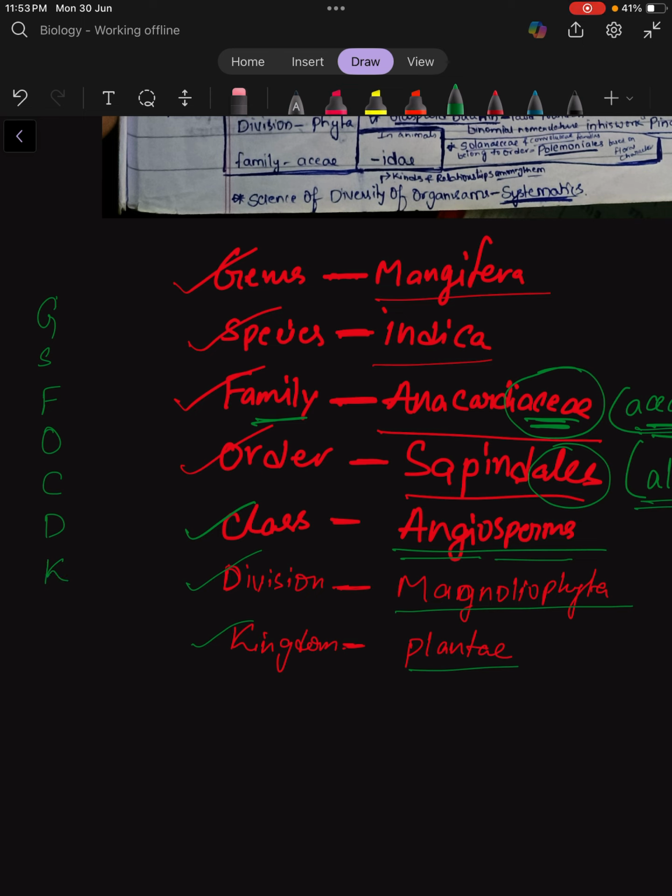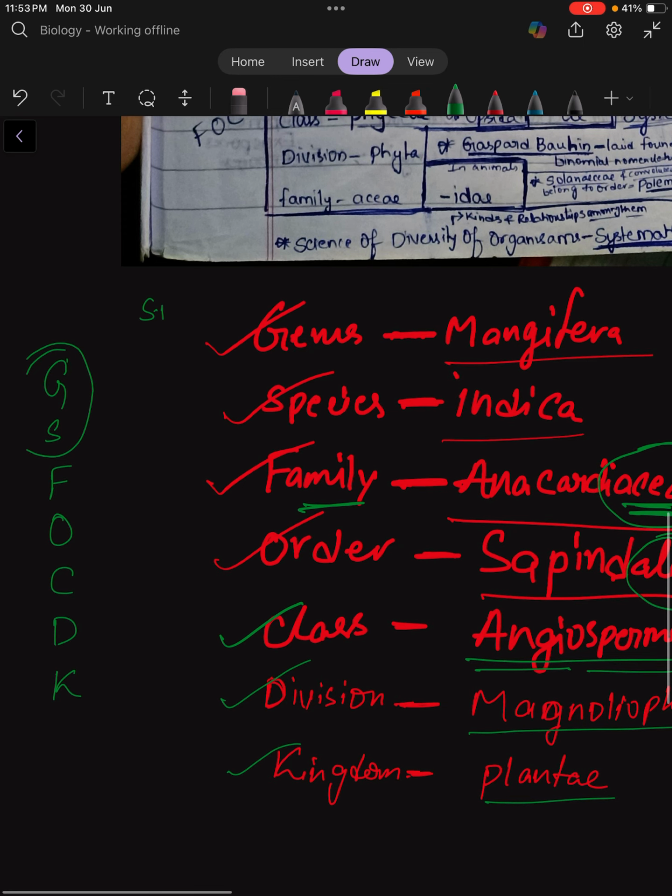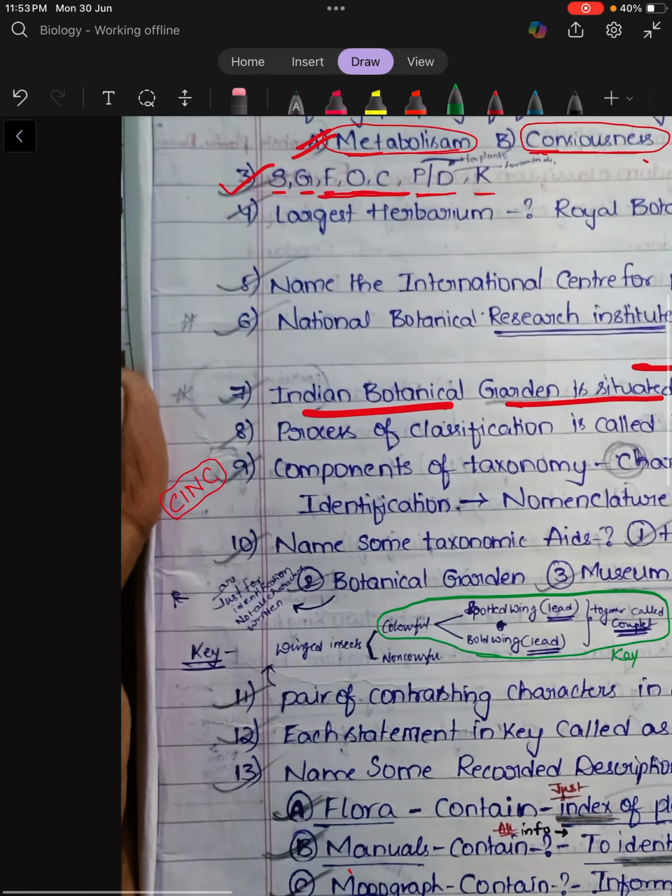Everyone can remember genus and species, since every scientific name starts with genus and species itself. So what is the scientific name of mango? It is Mangifera indica. You should remember this order, FOC. If you remember this order, you can solve some of the objective questions.